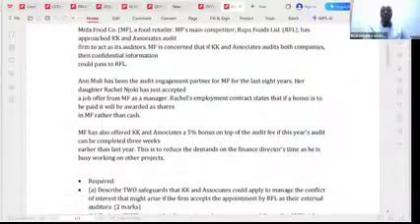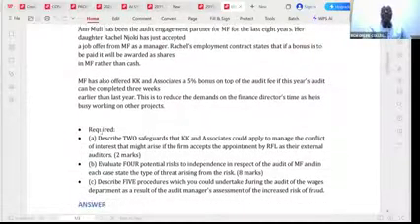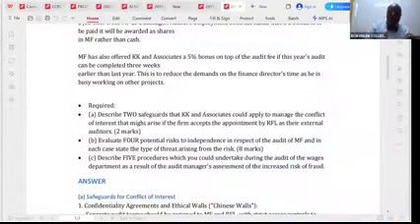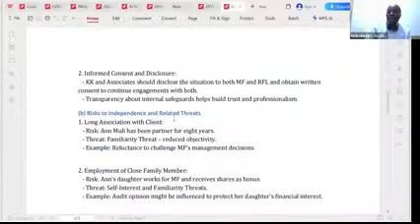All right, so let's answer these questions now. With that background, let's answer this question here. So we are told, required, describe 2 safeguards that KK and Associates could apply to manage the conflict of interest that might arise if the firm accepts the appointment of RFL as their external auditors. Remember, up there we were told that RFL is a competitor of MF. So already we have discussed that, ladies and gentlemen. I should only come here and read the answer.